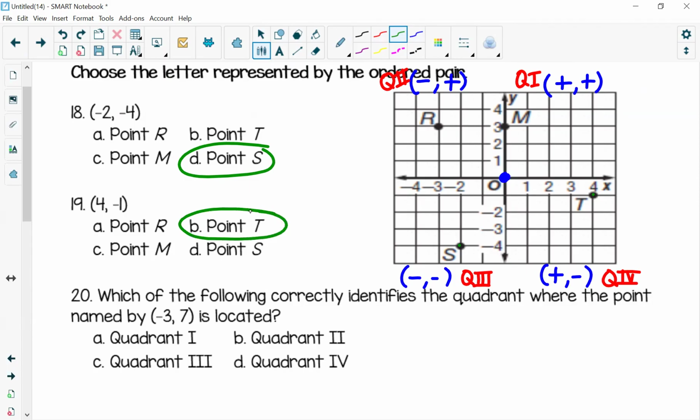20 says, which of the following correctly identifies the quadrant where the point named negative 3, 7 is located? You don't even have to look really. You're just going to go negative 3 and 7, which would be negative, positive in quadrant 2. Okay. Right here, you're going negative, positive. Okay. So that is quadrant 2.